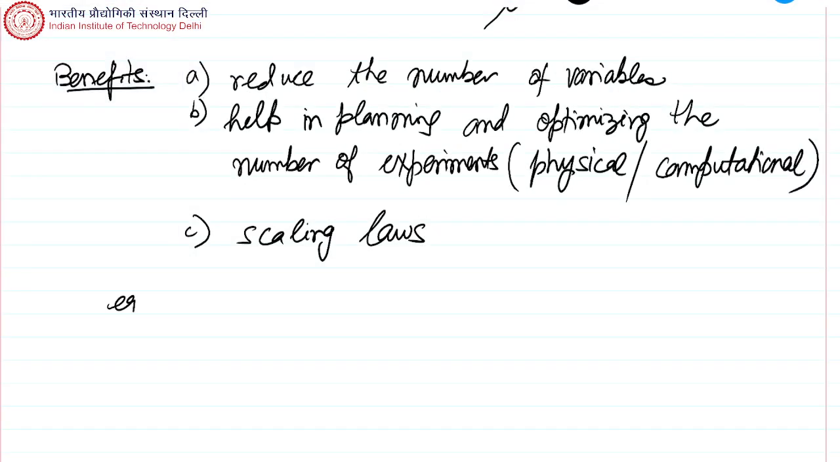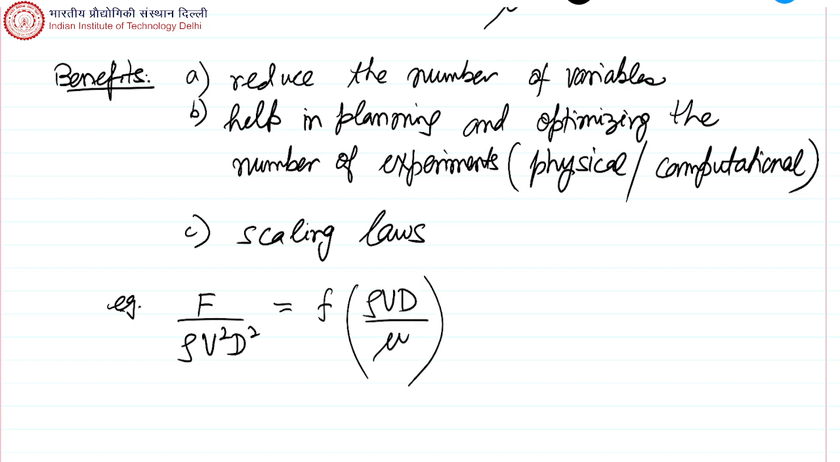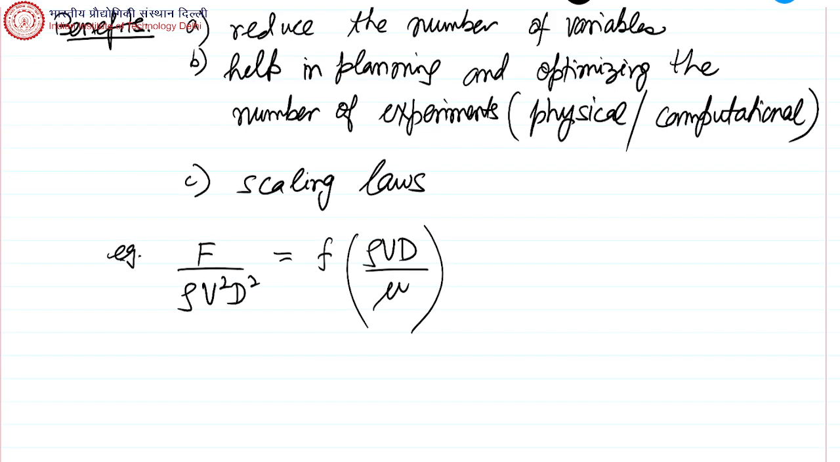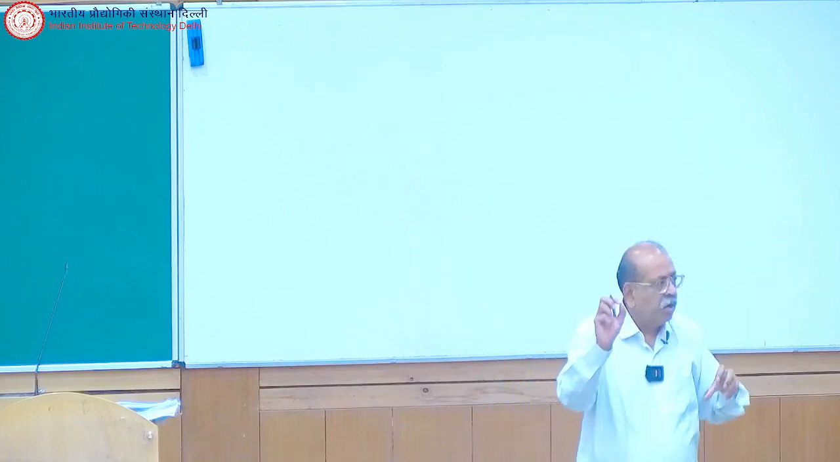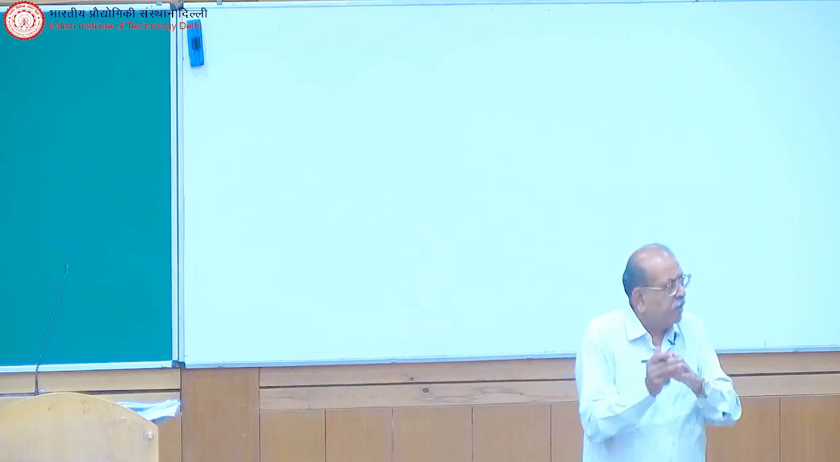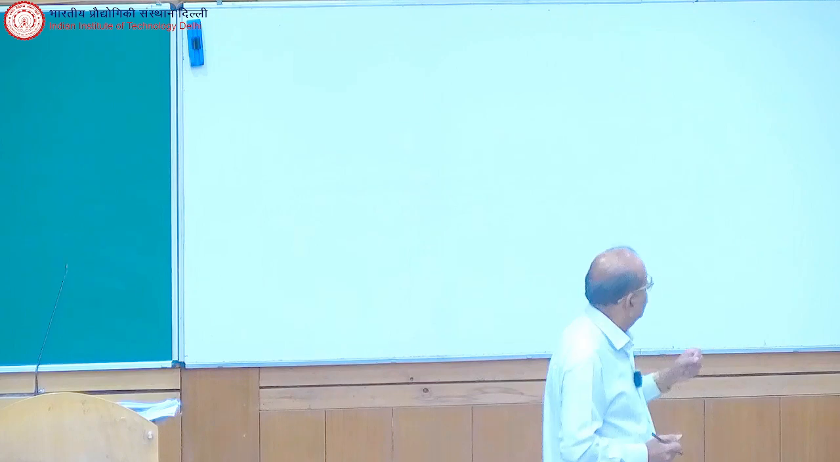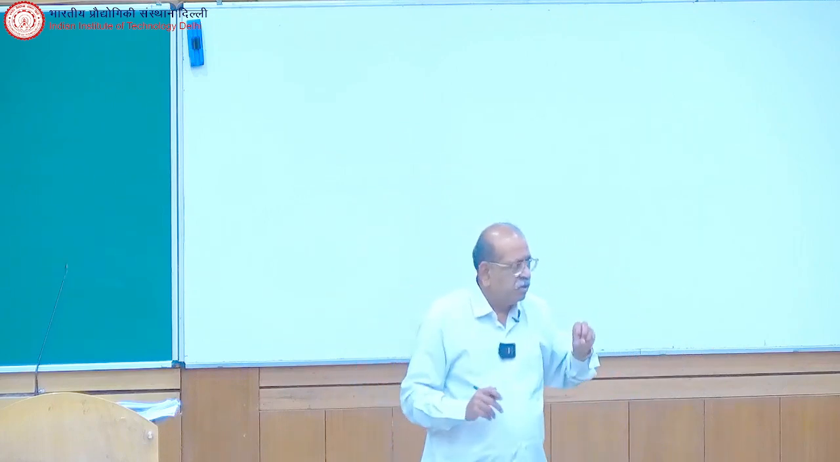For example, if I say F upon rho V squared D squared is a function of rho V D upon mu. Now, what I do is, I have two different situations. Let's say, consider I have a cricket ball and a marble. So the diameters of the two are very different. If I take these two things and if I ensure, so take two different situations.